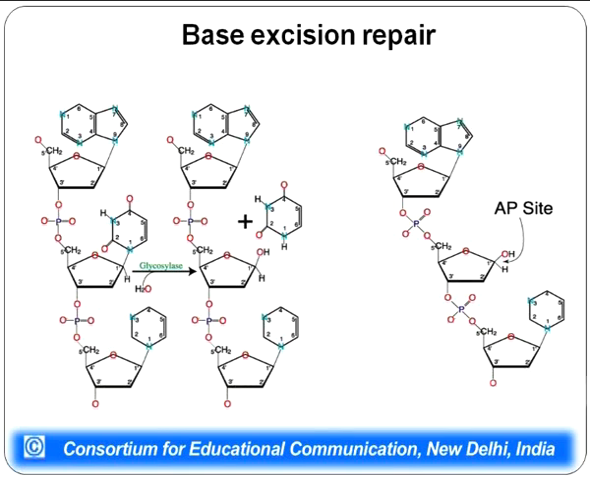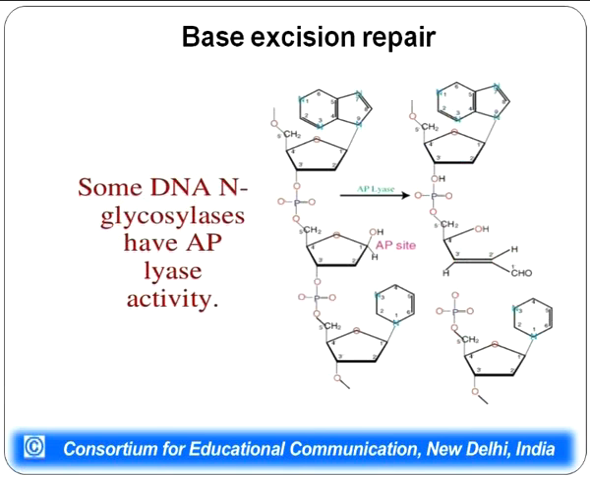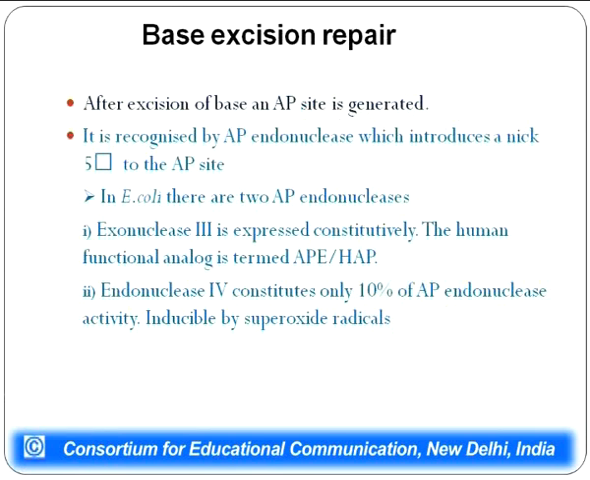After the removal of the base, there exists an AP site. AP is an apurinic or apyrimidinic site, and this particular site is also dangerous because it does not code for any information. So this particular site has to be mended so that it gets some information. Some DNA glycosylases have lyase activity, but it is not essential for the repair mechanism to take place.